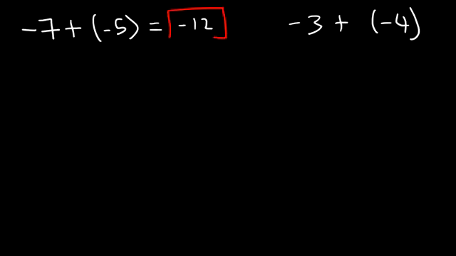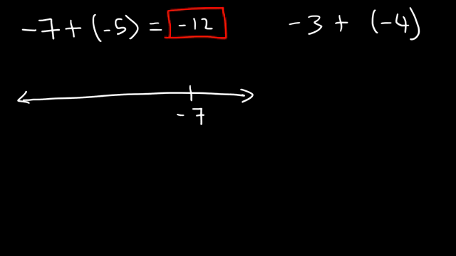But let's confirm it using a number line. So we're going to start with negative 7, and we're going to add negative 5 to it. So if you're adding a negative number, you need to move towards the left. If you're adding a positive number, you need to travel towards the right. So let's travel 5 units to the left. This is negative 6, negative 5, negative 4. Actually, I take that back. To the left, the negative numbers should be getting bigger. This is negative 8, negative 9, negative 10, negative 11, negative 12.